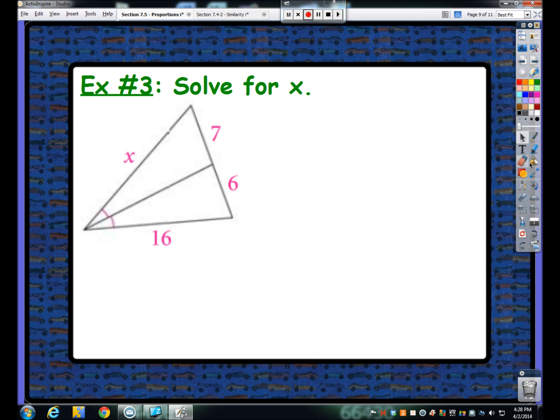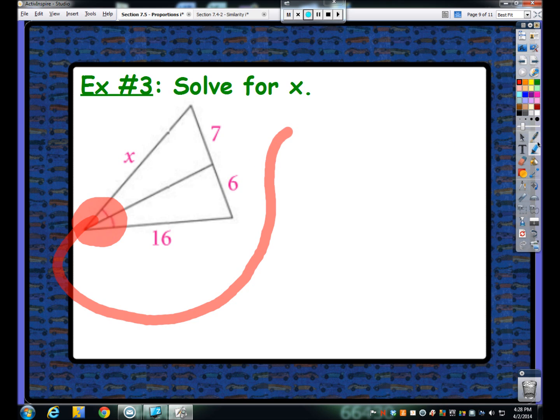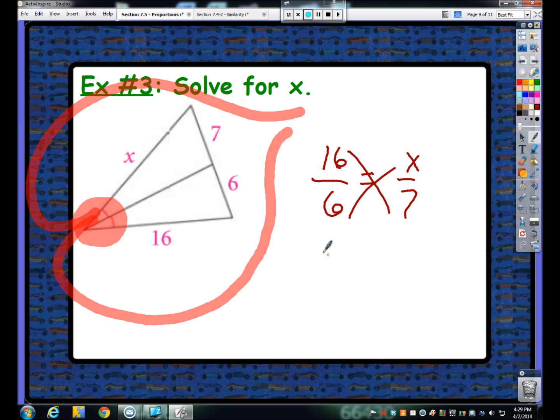So here's one example, example 3. Here's my bisected angle. You have to make sure there is an angle being bisected. I'm going to wrap around this way, so I'm hitting 16 and 6. There's one ratio. If I wrap around the other way, I go through the x and then the 7. Cross multiply. We're going to get 6x equals 112.